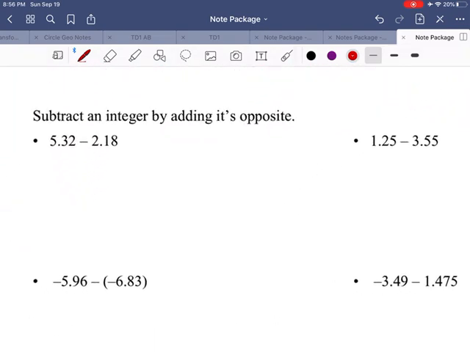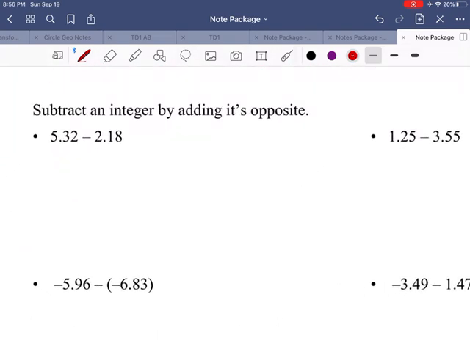Subtract an integer by adding its opposite. This is just a positive minus another number, so 5.32 minus 2.18. So my answer is positive 3.14.